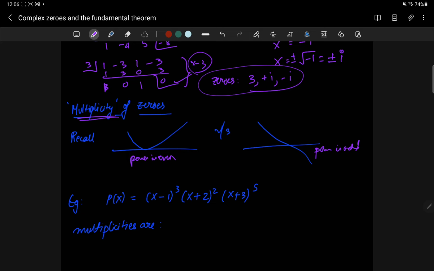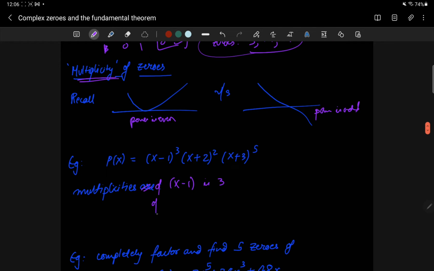It basically means that there may be situations where one particular zero has a higher power associated with it. For example, if this is a polynomial, then the multiplicity of x minus 1 is 3 because it has 3 copies. The multiplicity of x plus 2 is 2, and the multiplicity of x plus 3 is 5. Graphically, what does that mean? It means at 1, you have either this or this structure, right? At negative 2, you have this structure, and at negative 3, you have one of these structures.